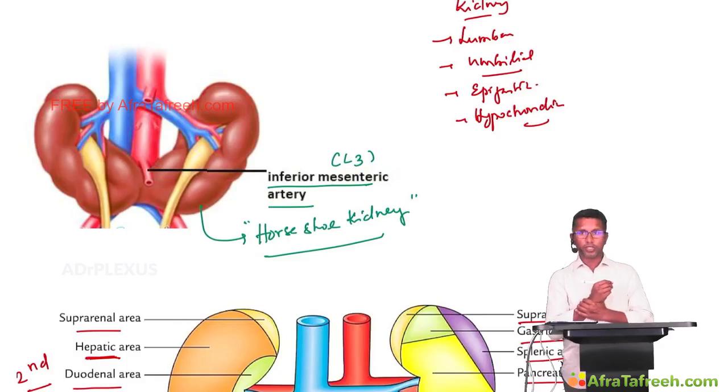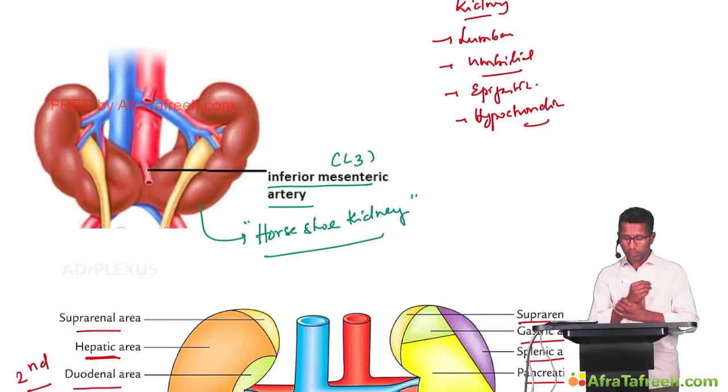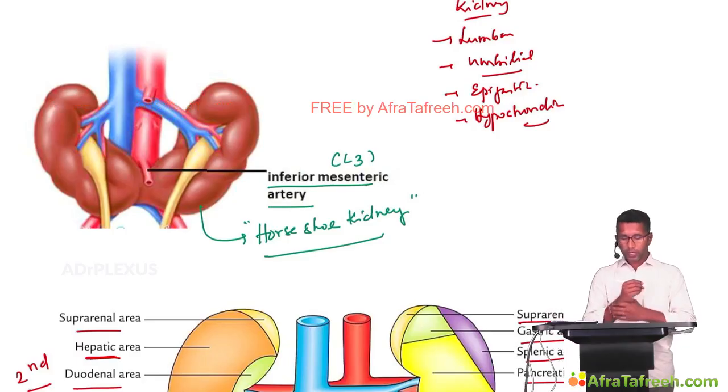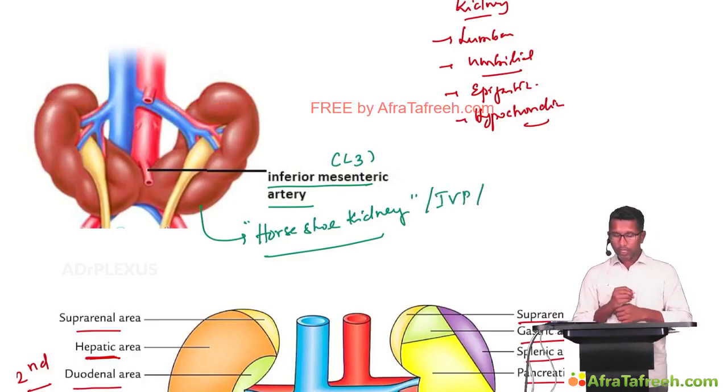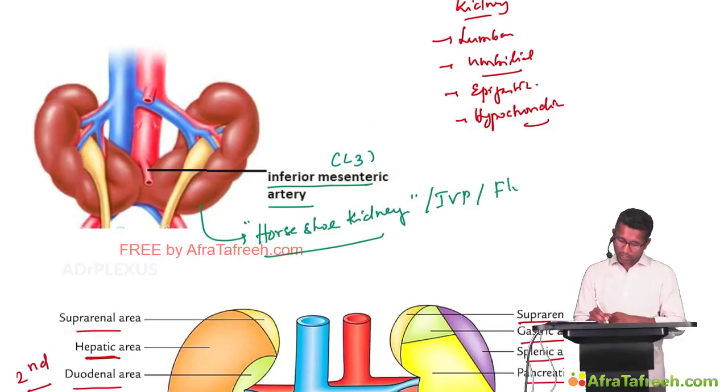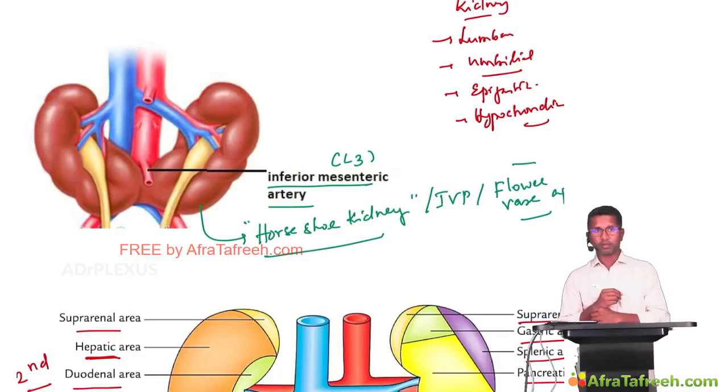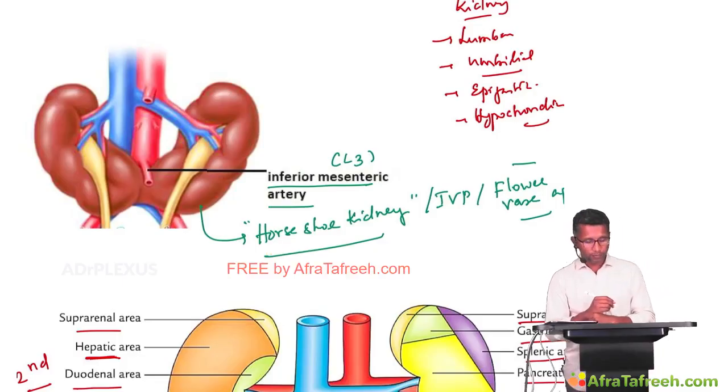When you have a horseshoe kidney and you take an intravenous pyelogram, you again get a classical appearance, called the flower vase appearance.